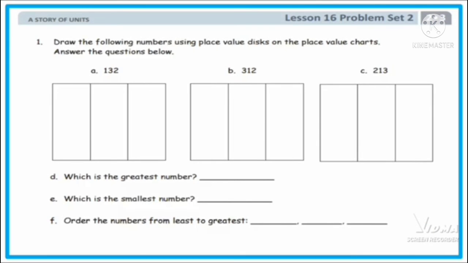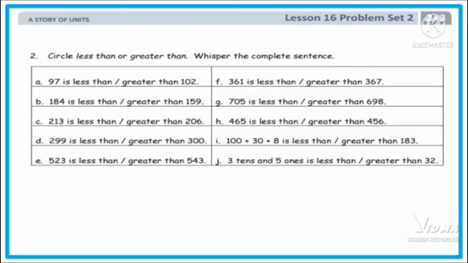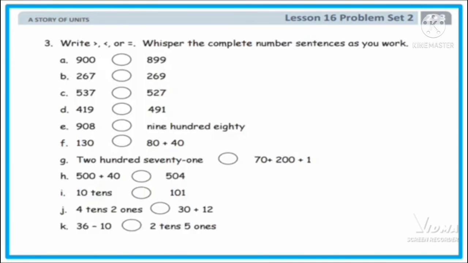Alright, so you're going to complete your lesson 16 problem set. You will draw the numbers and then answer which one is the greatest number, which one is the smallest, and you can write them in order from the least to the greatest. That is what you're going to do for me in lesson 16 problem set. And then in your number 3, write greater than, less than, or equal to when you see the numbers.